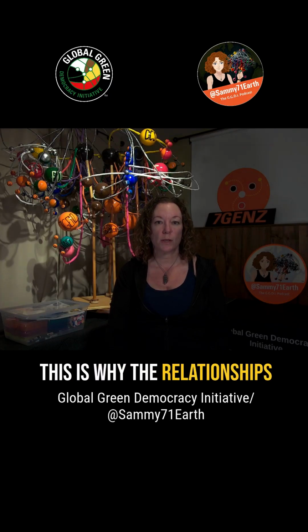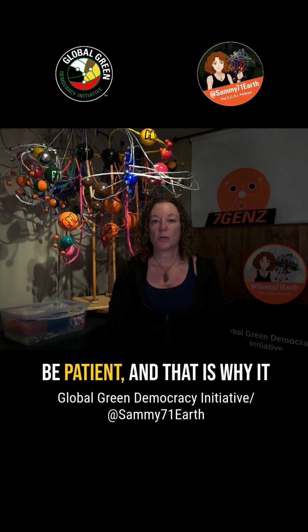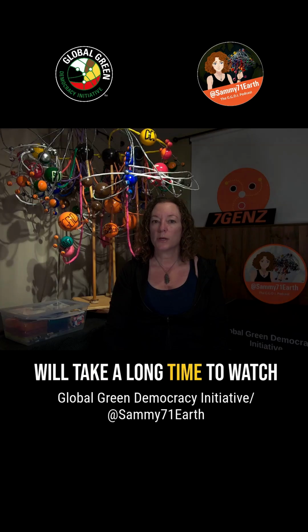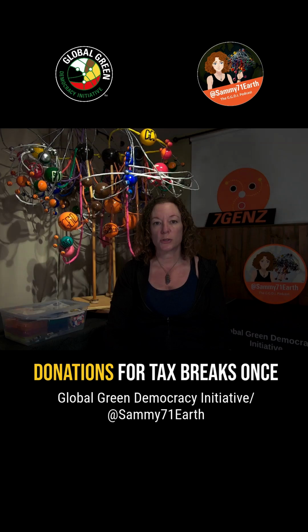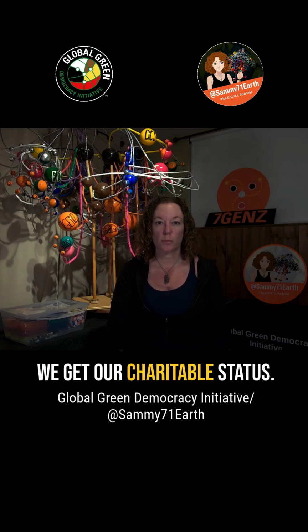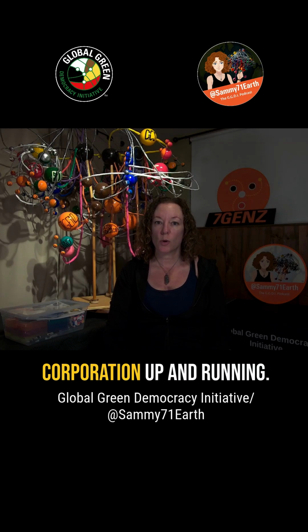This is why the relationships between elements will be a later set of videos after you've learned about the book elements. Be patient, and that is why it will take a long time to watch and learn the whole system. IEIR will also be where people will be able to direct their donations for tax breaks once we get our charitable status. But for full disclosure, the money at the beginning will be to get the corporation up and running. I can't do this by myself.